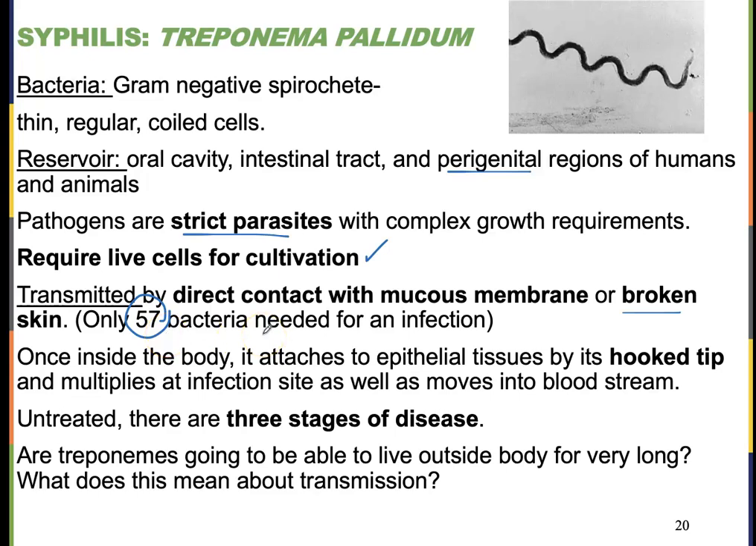Once inside the body, right, it has a little hook. If you see, I think the hook is over here. It hooks onto your mucous membranes and starts to replicate. And then as it replicates in your body, it does move into the bloodstream. So if you let it go, right, there's 3 stages of syphilis.